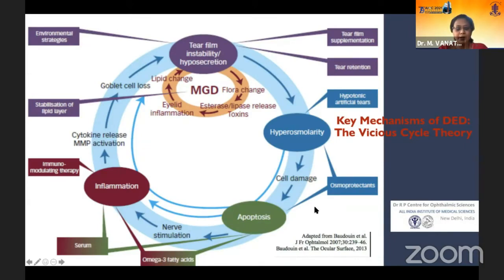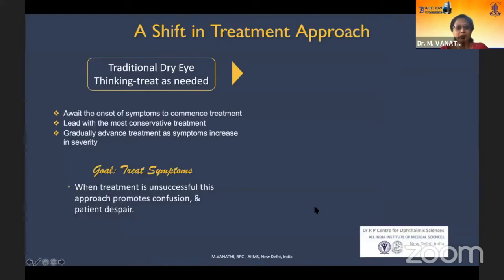Remember, when you're looking at artificial replacements, artificial tears are not targeting the pathogenesis of the dry eye disease, but are tailored to produce symptomatic relief, stabilize the tear film, and to a certain extent tackle the hyperosmolarity. So that's what's going to be the mechanism of action.